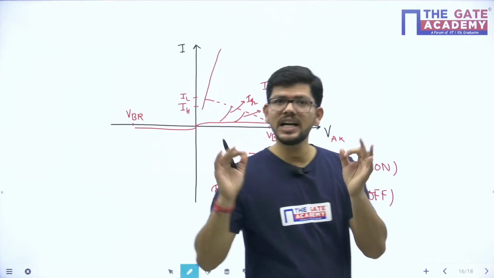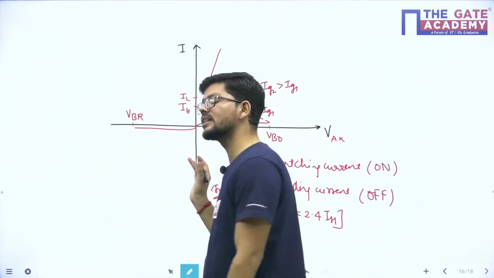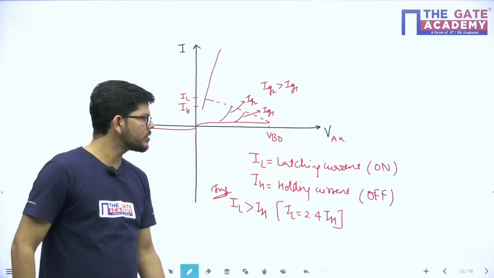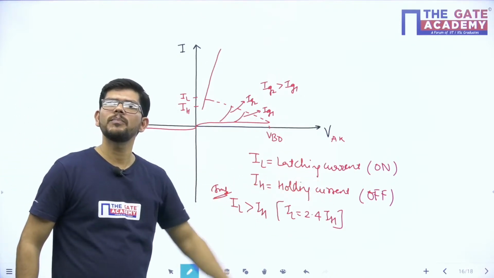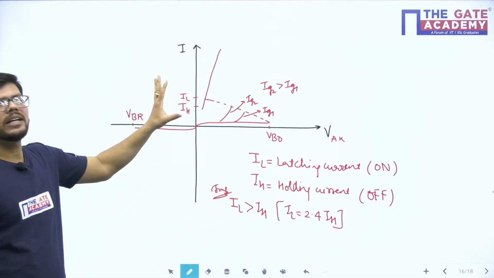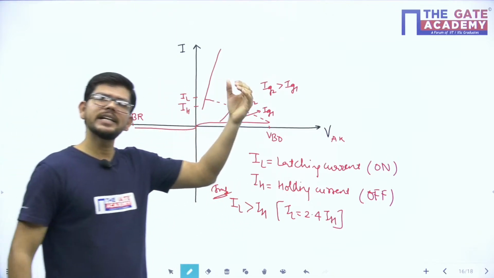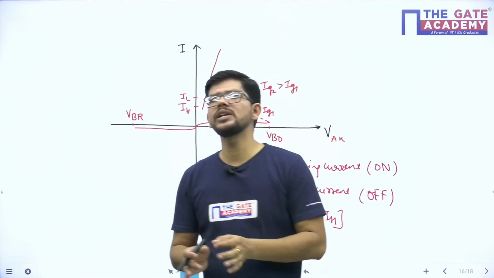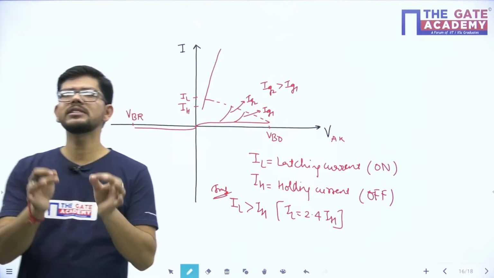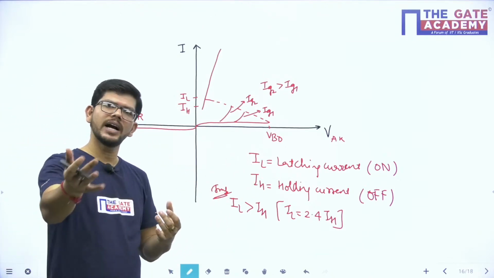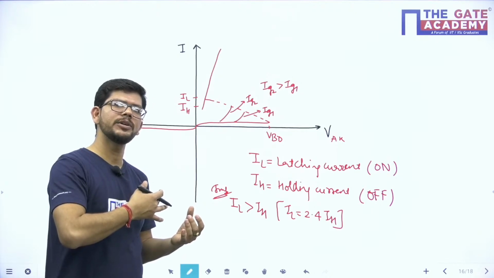ये पूछा जा चुका है, फिर से पूछा जा सकता है. ओके, लैचिंग करंट रिलेटेड है ऑन प्रोसेस से, होल्डिंग करंट रिलेटेड है ऑफ प्रोसेस से. सो लैचिंग करंट क्या होती है? If we apply the gate pulse, the device gets turned on. But if we remove the gate pulse before the anode current has set up to a value known as latching current, the device will again come into the off state.